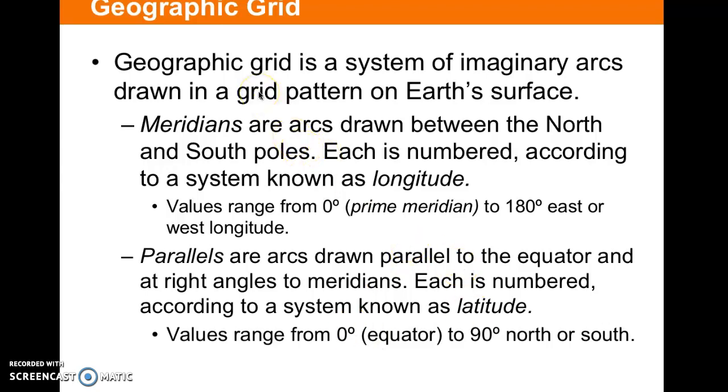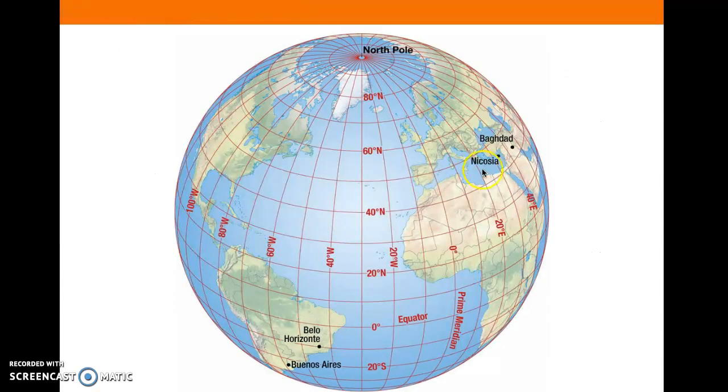We'll talk more about projections in class. The geographic grid, you should know already, is latitude and longitude. Longitude is going from the North to the South Pole. So 0 would be the prime meridian, and then you go 180 east or west. And then your parallels are your lines of latitude, like flat lines, and they start at 0 at the equator, and they go up 90 degrees north and south.